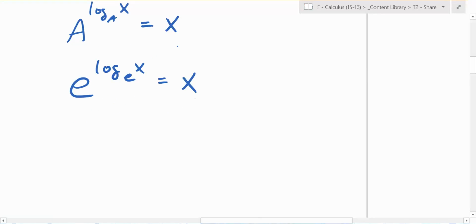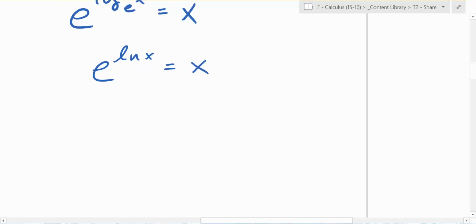But what's another way of writing log base e? We write it as ln. So this is true: e to the ln of x is equal to what? x. Let's take the derivative of both sides.